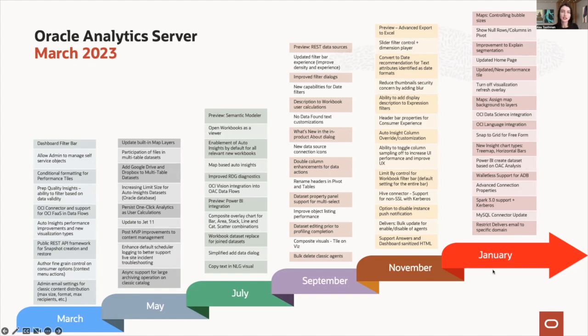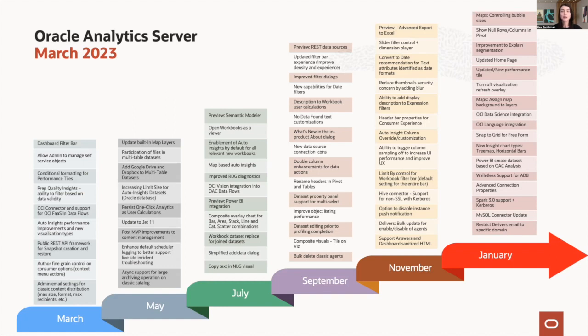So let's take a look at some features included there. And I know it's a bit to look at, but why we're showing you this is because over the past year, we've had over 100 different features and capabilities released and updated. So for March here, you have admin manager self-service assets, so the admin can manage assets and directories so they can transfer ownership to users, and conditional formatting for performance tiles.